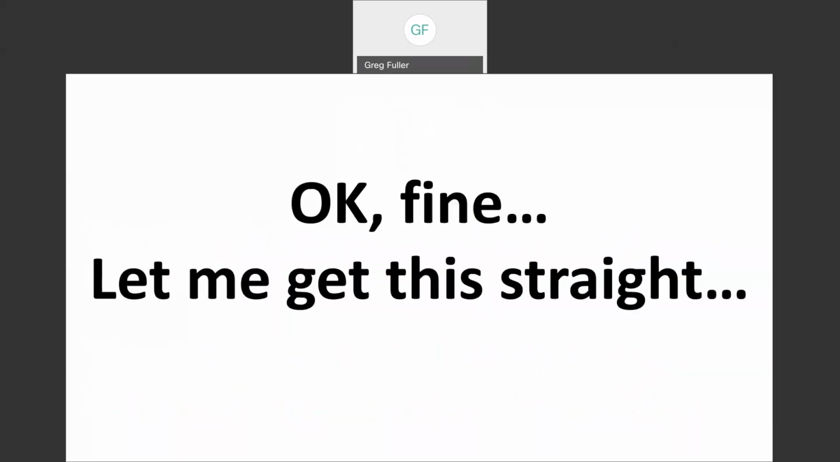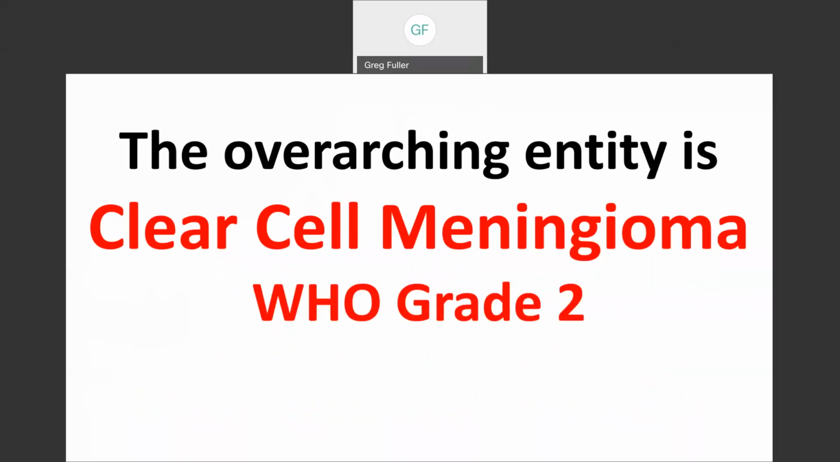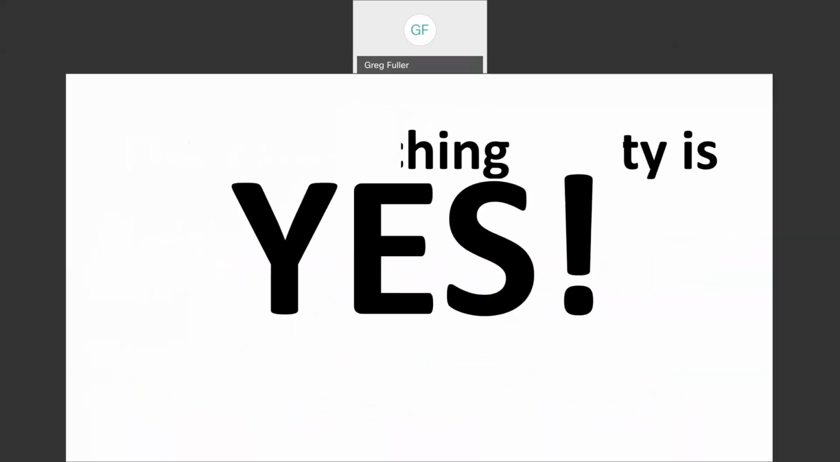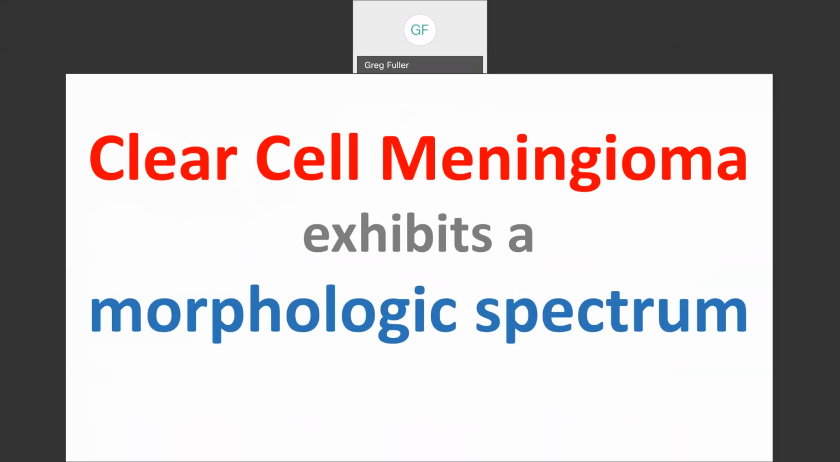Okay, fine. All right, let me get this straight. I want to make sure I've got it straight. So just text me, email me after if I've got it wrong. The overarching entity that we are discussing in this conference is clear cell meningioma WHO grade 2. Yes, that is a take-home message. Clear cell meningioma exhibits a morphologic spectrum.